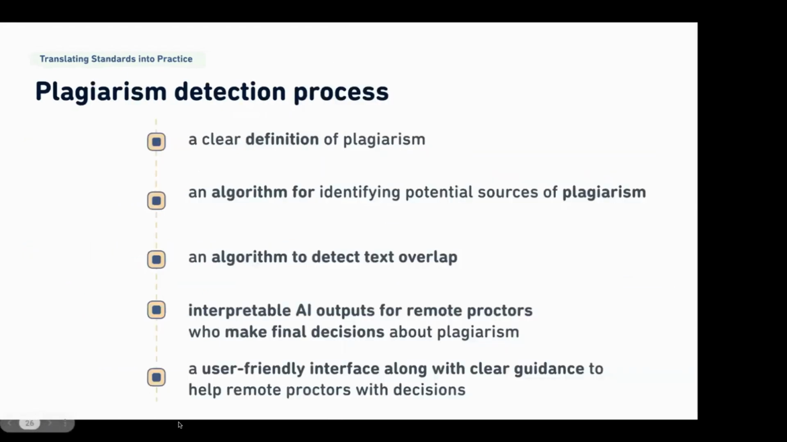And so how does the plagiarism detection process work? So first we have to define plagiarism. So we develop a clear definition. We have an AI algorithm for identifying potential sources of plagiarism, and also an algorithm for detecting text overlap. And these are two different things I'll talk about in the next slide. And then how do we help the remote proctors? How do we make it safe? How do we make it responsible? Well, they have interpretable outputs to help them make decisions. And they have an interface that provides clear guidance to help them with that.